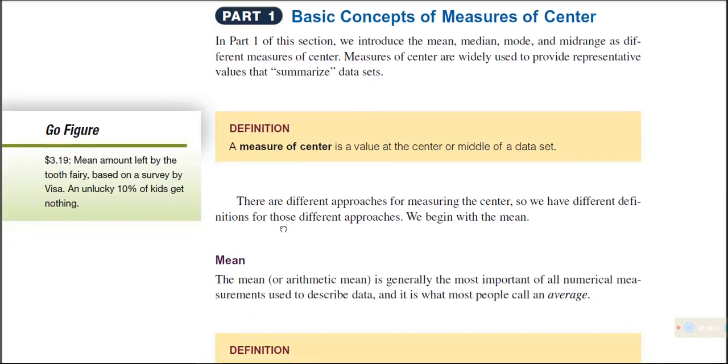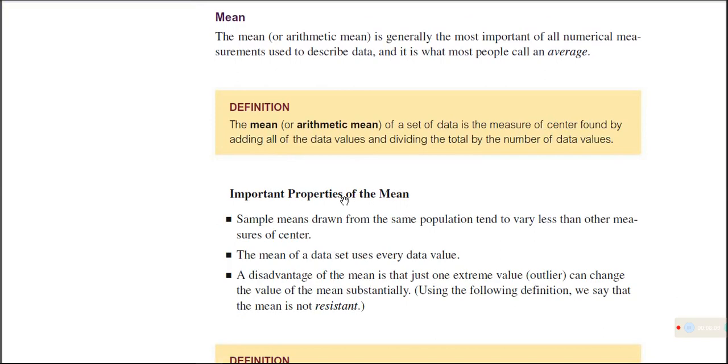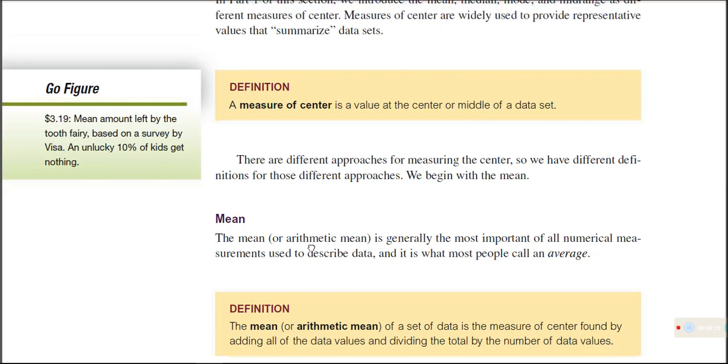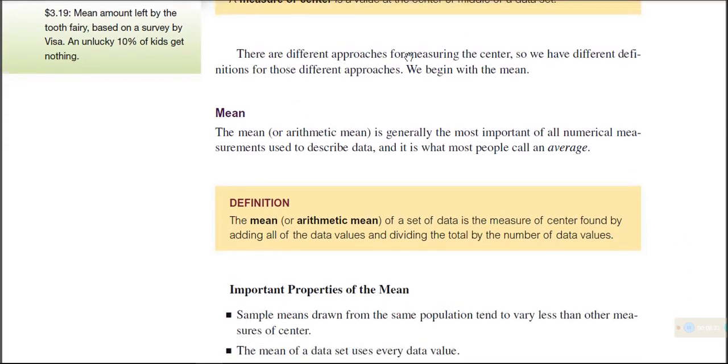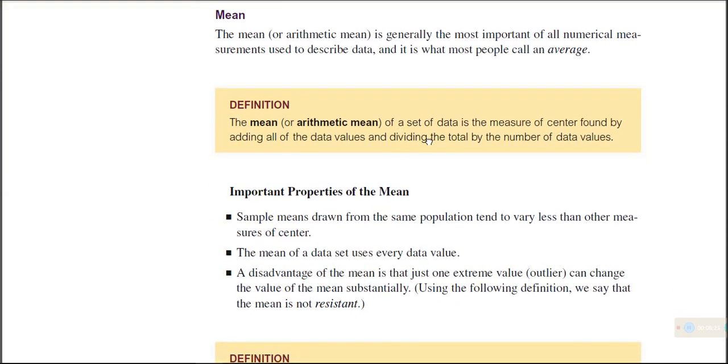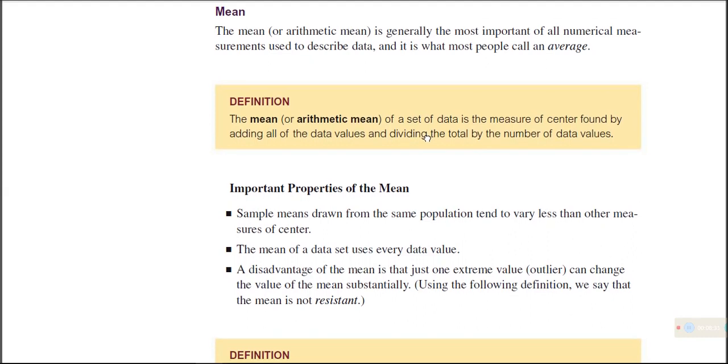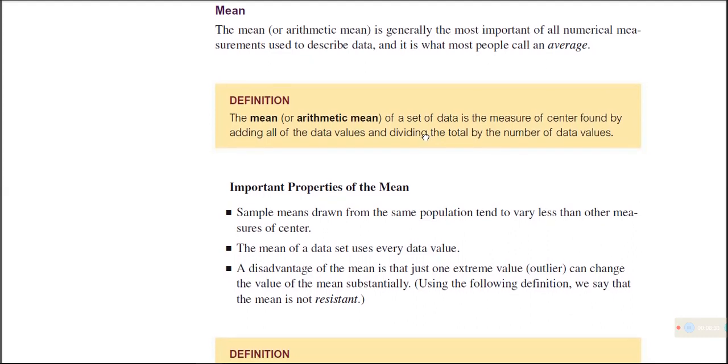So, meron tayong dito mga important properties. Isa-isahin natin siya later. So, pagka sinabi natin measure of center, it is a value at the center or middle of a dataset. So, gitna lang ang hinahanap natin. There are different approaches for measuring the center. Let's begin with the mean. This is also called arithmetic mean and kilala rin siya sa tawag na average.